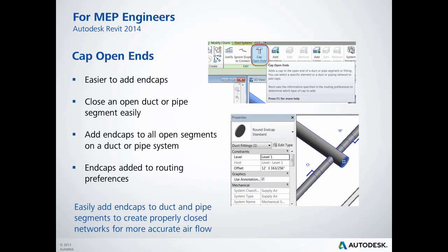You can also right-click on a pipe or duct connector and select Cap Open End from the pop-up menu to cap the open end of the connector that has been selected. The benefit is that you can more easily add end caps to duct and pipe segments to create properly closed networks for more accurate airflow.